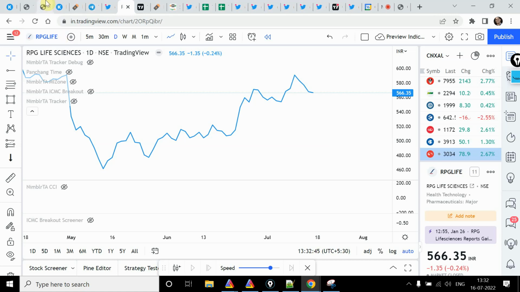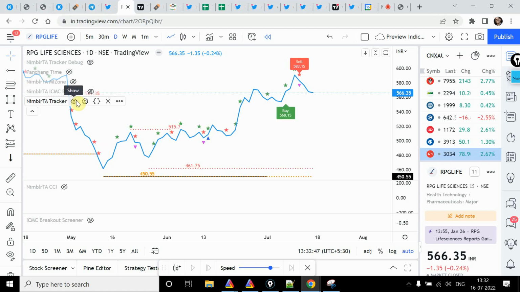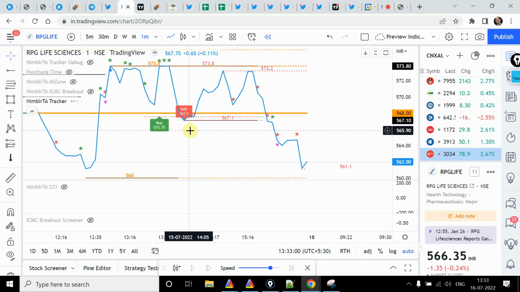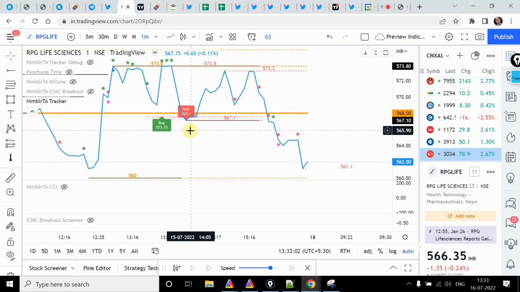So I would recommend in that case, I would like to go for NimblrTA Tracker only, because it will give me an overall structure, when to buy, when to sell. If I am on a 5 minutes, even on 1 minute level, it will tell me where to buy, where to sell. So that is what I am looking for, right?